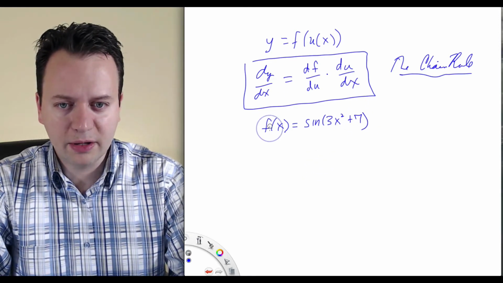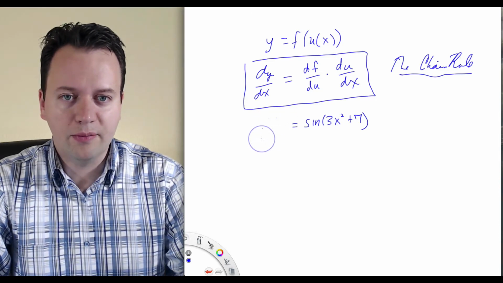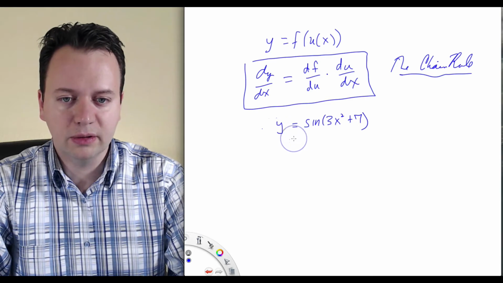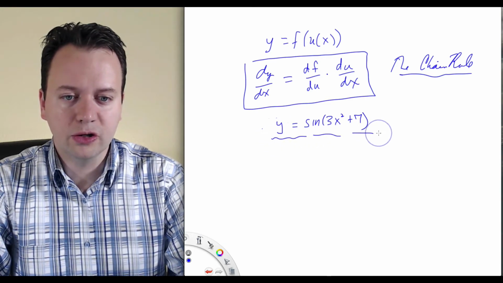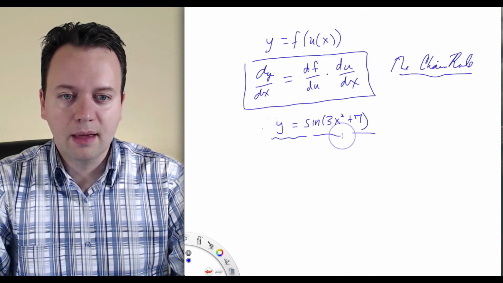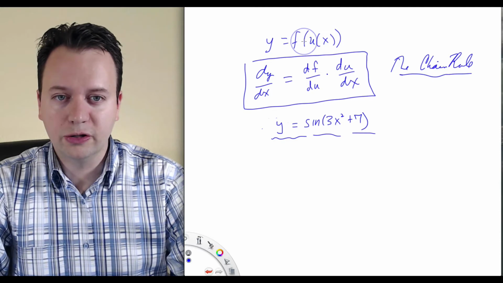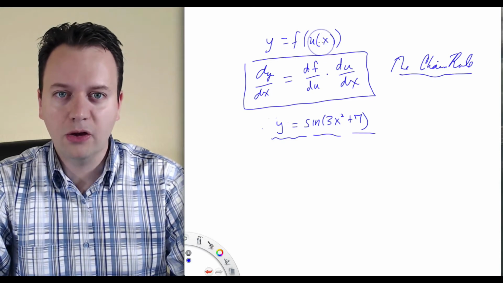And actually, let me call this y, because I did use f up there. So y is equal to this. There's our function y, which is a function of x. Now we have to break this up into an outer function and an inner function. So there's an f of u and a u of x.